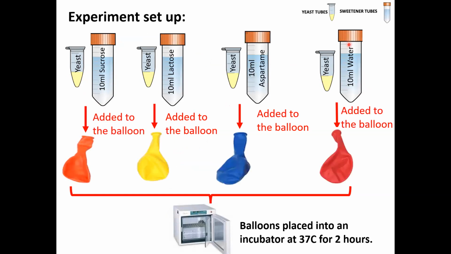In our experimental groups, we're going to have 10 mils of a sweetener. So it can either be this artificial sweetener, 10 mils of lactose, or 10 mils of sucrose. So the yeast in the 10 mils of solution will be mixed and added to the balloon. The balloon will be placed in an incubator, which is set at 37 degrees Celsius for 2 hours. And we're just going to let cellular respiration occur.